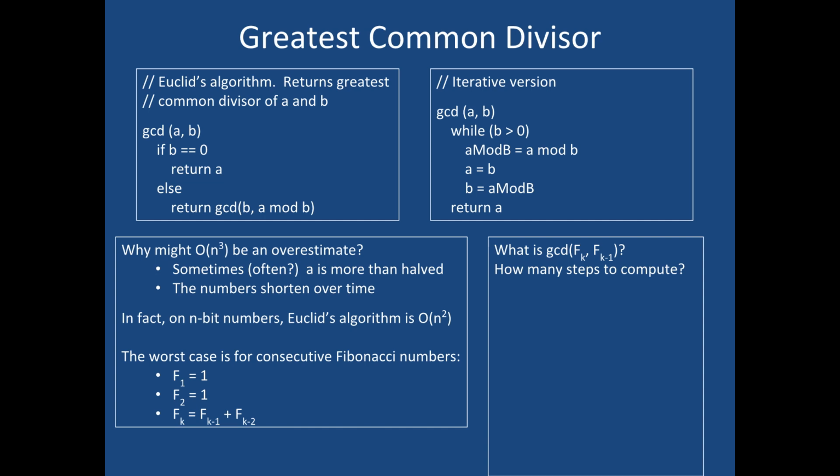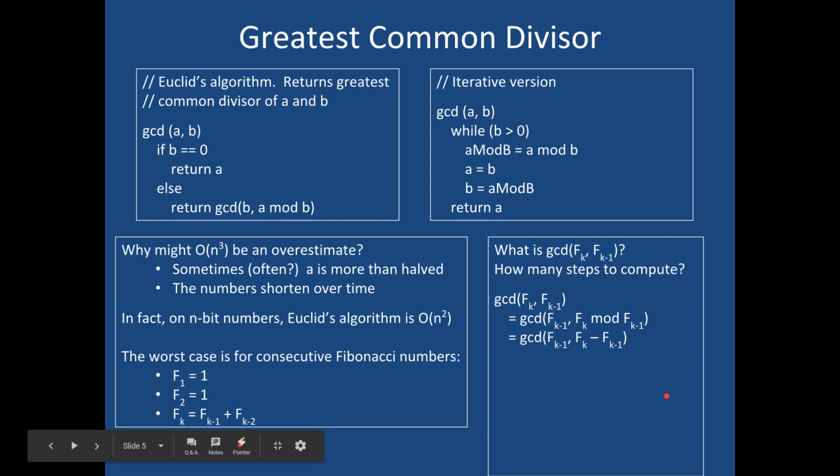F sub k minus 2. Okay, let's think about why that is. Is f of k minus 1 more than half of f sub k? Remember, f sub k is just the sum of f sub k minus 1 and f sub k minus 2. F sub k minus 2 is the smaller, and so f sub k minus 1 is more than half. So how do you compute the modulus of a and b if b is more than half of a? You just do a subtraction. And if you subtract f sub k minus 1 from f sub k, you get f sub k minus 2 by the definition of the Fibonacci numbers. So we got f sub k, it becomes that, it becomes that.